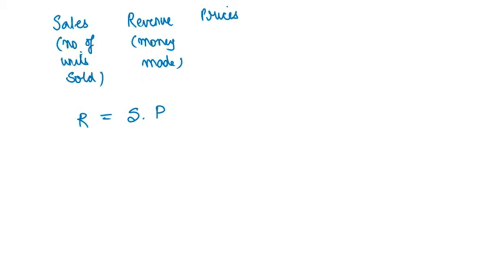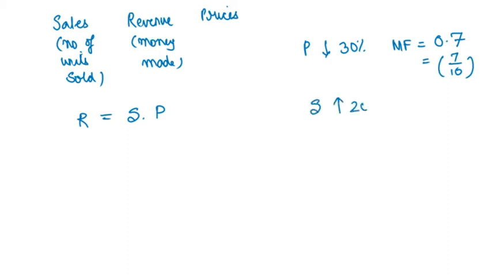Now, what is he saying? On decreasing the price of a washing machine by 30%, that means price comes down by 30%, which means the multiplying factor is equal to how much? 0.7. That is nothing but 7 by 10. Then he is saying sales increased by 20%. So the multiplying factor of sales, increased by 20%, is 1 plus 1 by 5. That is nothing but 6 by 5.